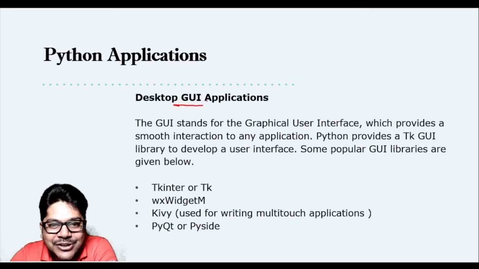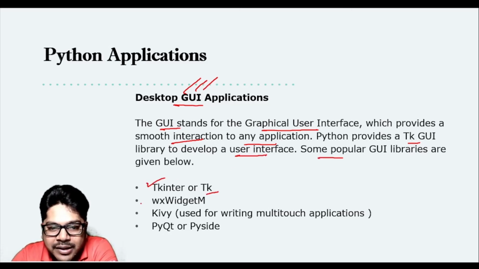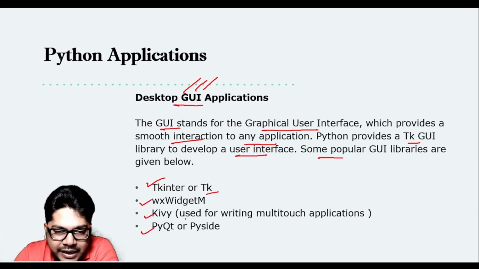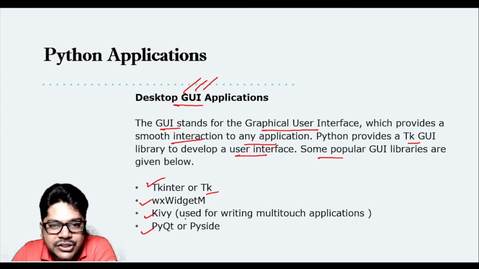Okay, desktop GUI application, which is graphical user interface. So GUI stands for graphical user interface, which provides a smooth interaction to any application, and Python provides a Tk GUI, which is the Tkinter library, to develop a user interface. Some popular GUI libraries are Tkinter or Tk, as I already mentioned. Then we have wxWidgets, then we have Kivy, then we have PyQt or PySide. So these are the libraries which can help you to make GUI applications.